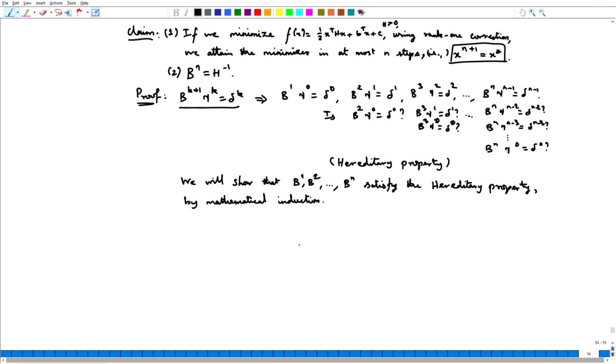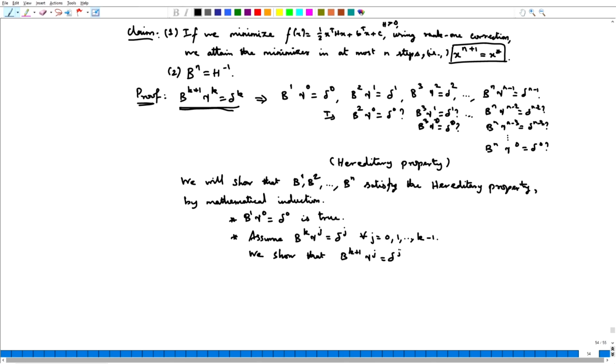So, we should first check if B1 gamma 0 equal to delta 0. Yes, that is very clear from the quasi Newton condition itself. So, this is true. So, assume Bk gamma j equal to delta j for all j equal to 0, 1, dot dot dot, k minus 1. We now show that Bk plus 1 gamma j equal to delta j for all j equal to 0, 1, dot dot dot, k.